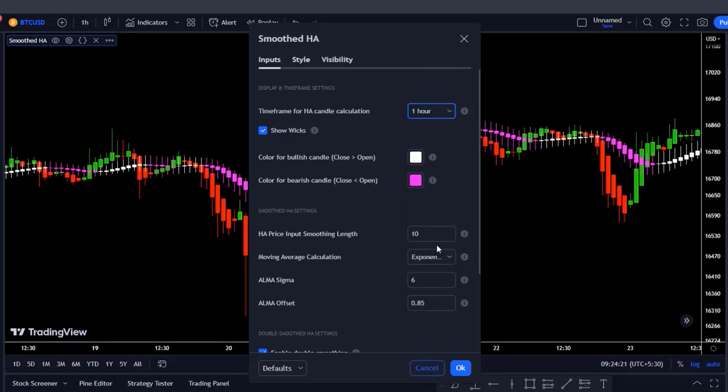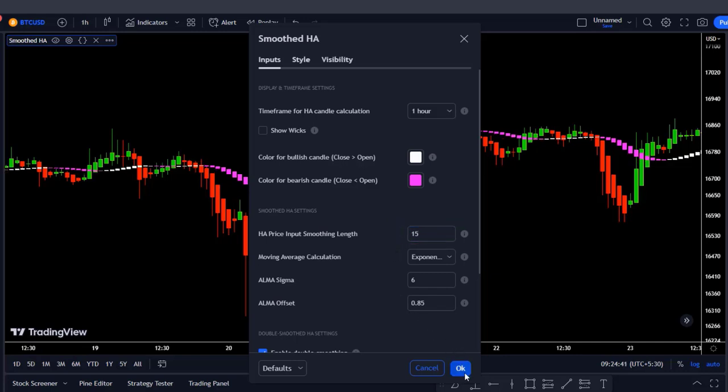In order to declutter the chart, you can also uncheck the Heiken Ashi wicks. Some traders prefer wicks, as they can be an excellent indicator of a range in the market. We like to keep this option disabled. The next customization option is the price input smoothing length. The higher this number is, the smoother the Heiken Ashi candles become. We like to set this value at 15.